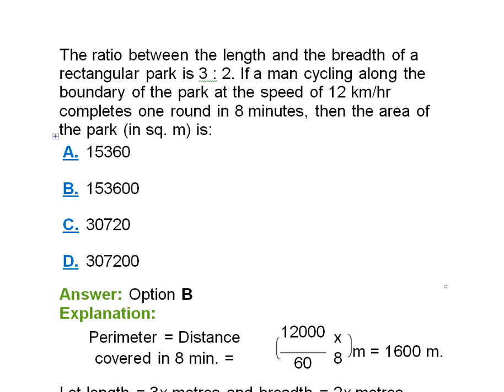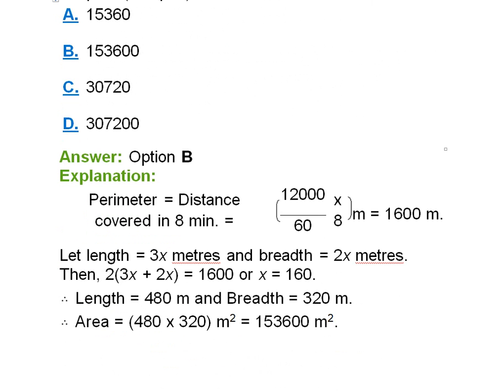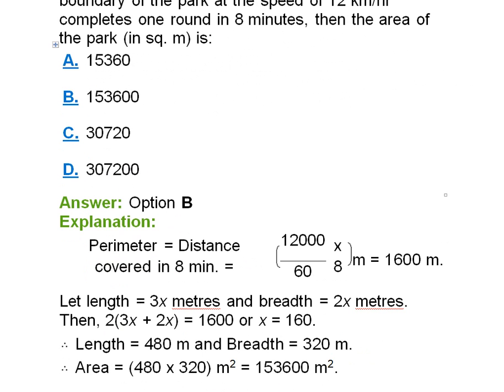So this was the homework problem given in area part one. The ratio between length and the breadth of a rectangular park is 3:2. If a man cycling along the boundary of the park at a speed of 12 km per hour completes one round in 8 minutes, then what is the area of the park in square meters? So we know that the perimeter is equal to the distance covered in 8 minutes.